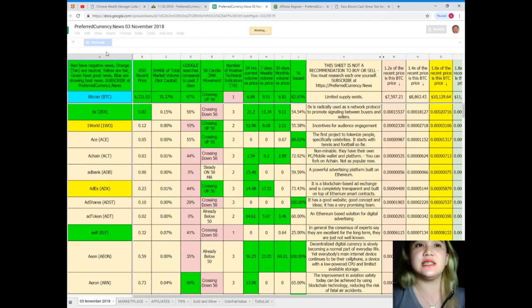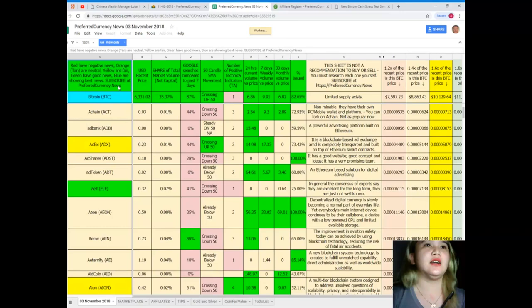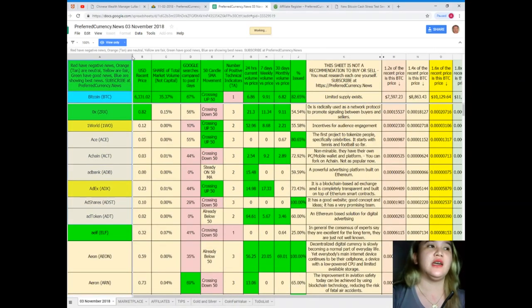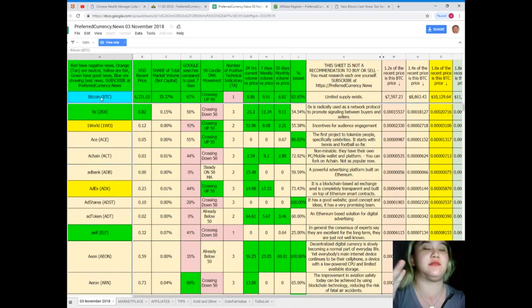Here, this is Donald's research list. You can see here on the first column, these are the names of the tokens or coins that you might be interested in for those doing their research, or you are already interested in. Now, as you can see, guys, blue, green, yellow, and tan. Red have negative news. Orange or tan are neutral. Yellow are fair, green have good news, and blue are showing the best news. So meaning Bitcoin has the best news for today.